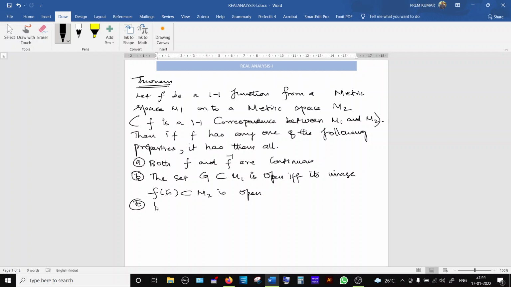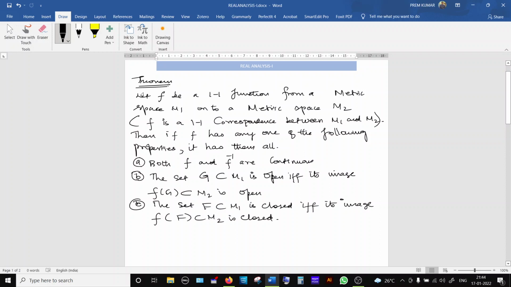Statement C, same as G, is for a closed set F. The set F contained in M1 is closed if and only if its image f of F, which is a subset of M2, is closed. So what we have to prove is, if f has any one of the following properties, it has them all.